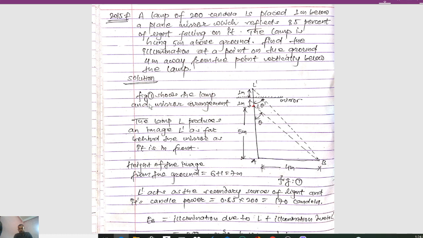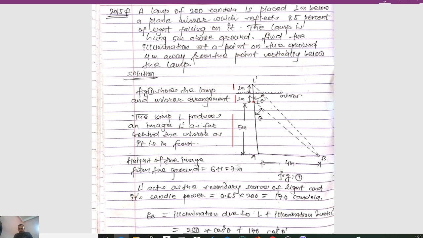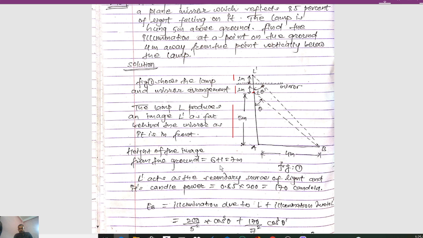So here figure 1 shows the lamp and the mirror arrangement. The lamp L produces an image L dash as far behind the mirror as it is in front. And here we have 5 meters given, so this will be 1 meter, and similarly the image will be the same, means this will also be 1 meter. And the height of the image from the ground will be 5 plus 1 is 6, and again plus 1, this will be 7 meters.